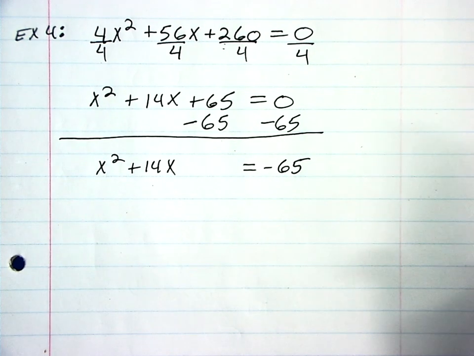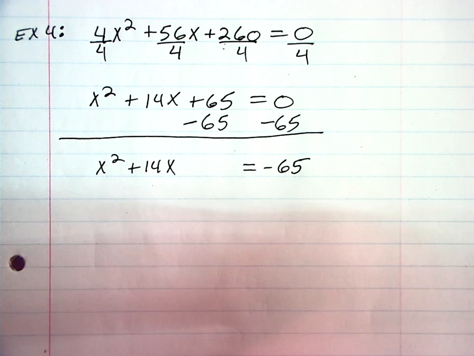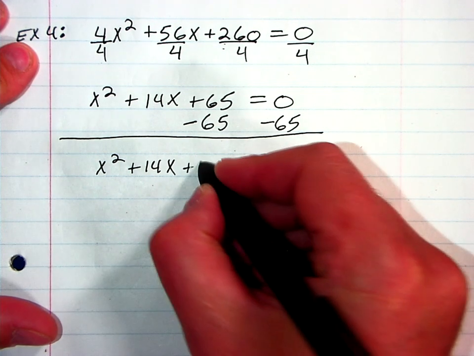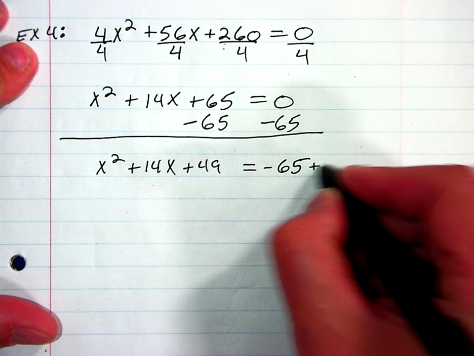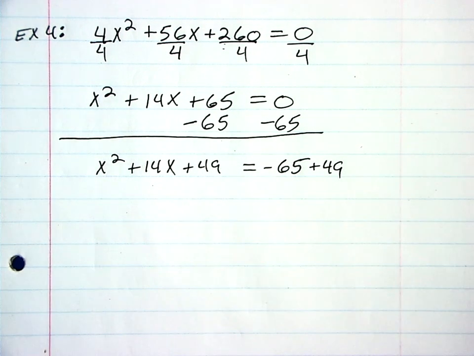All right, step 2, take our b term, cut it in half. What's half of 14? And square it. What is 7 squared? And we need to add that to both sides. Negative 65 plus 49 is negative 16.